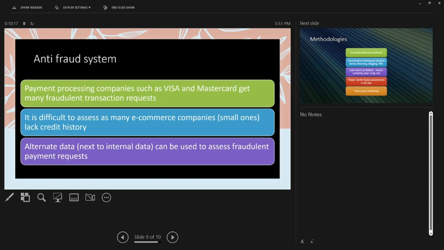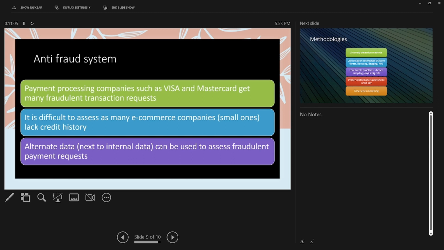Anti-fraud system is one other advanced analytical system that you can build to combat financial crime. Payment companies normally come across many payment requests with fraudulent intention. It's difficult to assess which are fraudulent, which are not, because many e-commerce companies do not have good credit history. So it's very difficult to know whether the request is a legit one or not. Some e-commerce companies may be very legit, but because they do not have credit history, the model might classify them as illegit, but they are not. So that's a big challenge.